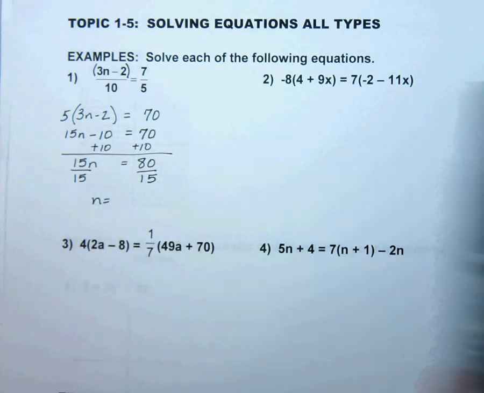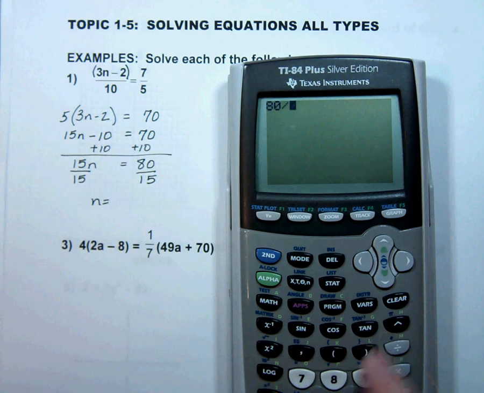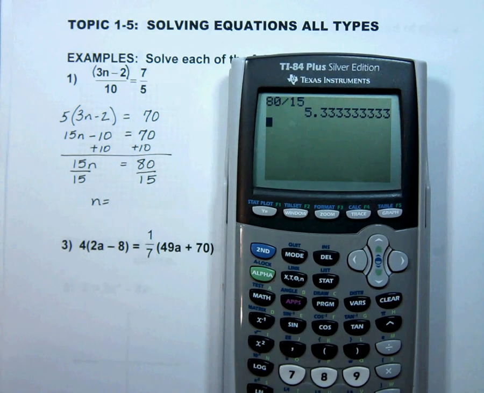Now 80, I don't think divides evenly. Let's try it out. 80 divided by 15. It's not an exact answer. 5.3 repeating. 3 repeating means 1/3, so this really means 5 1/3. Let me just show you that. If you type a mixed number in the calculator, you need to put it in with a plus sign. So see how it came out to be 5 1/3.